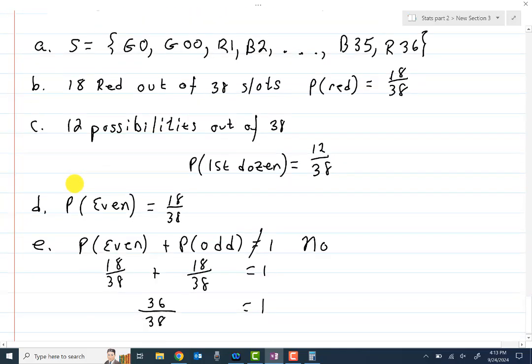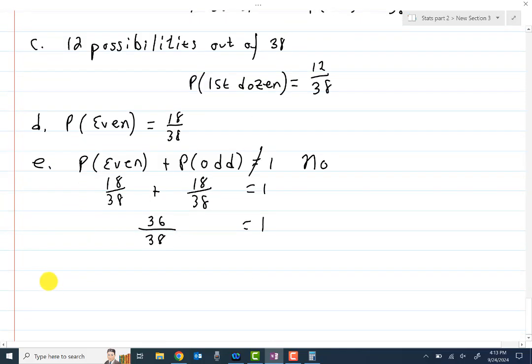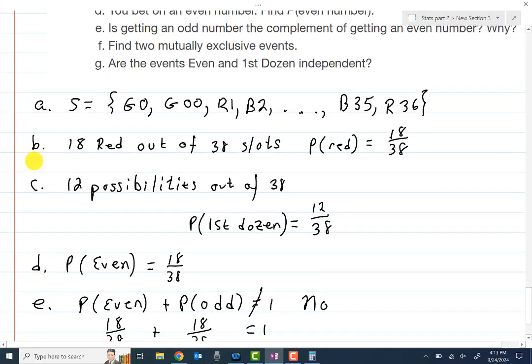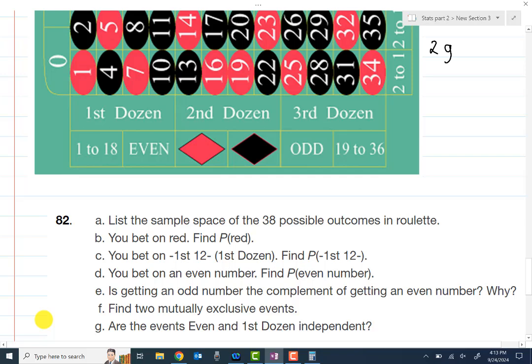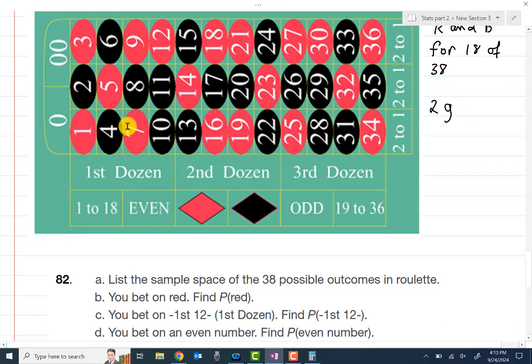Find mutually exclusive events. That's pretty easy. There's probably a million of them, but I'll pick something that's not straightforward. I'll say first dozen and a third dozen. If we go back up to the picture, they're quite mutually exclusive. This region is here, this region here.